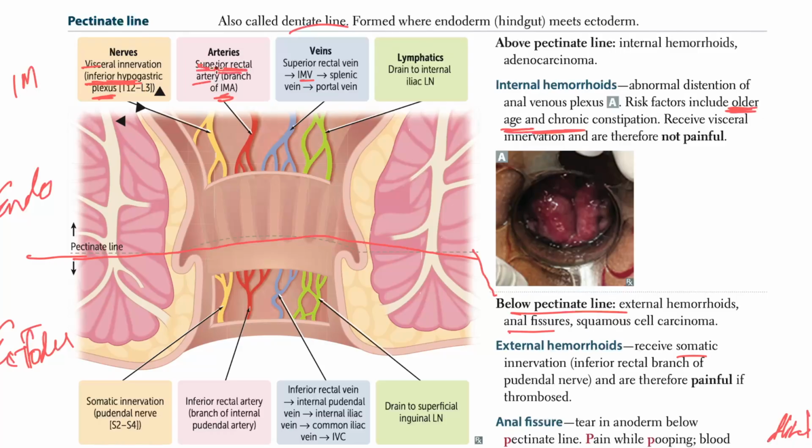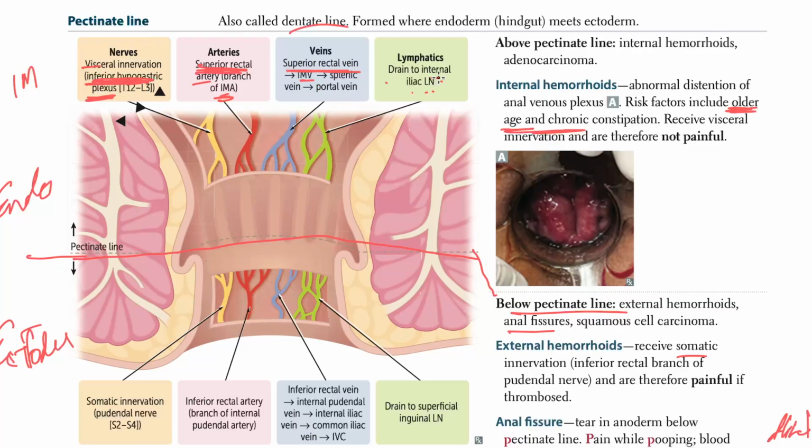Again, superior rectal artery, superior rectal vein. So all you have to think about: inferior hypogastric plexus, and superior rectal artery, branch of IMA, superior rectal vein, branch of IMV. Great. And lymphatics, they drain to the internal iliac lymph node. Internal, because it's a viscera, internal iliac lymph node.